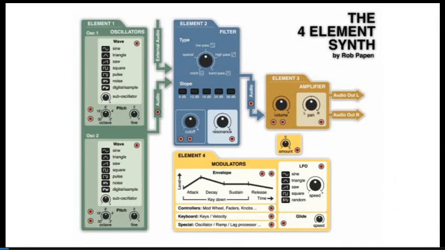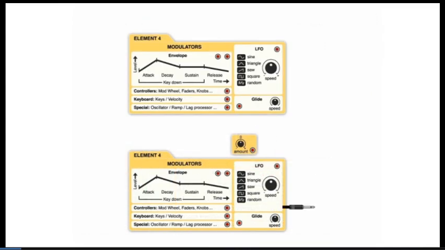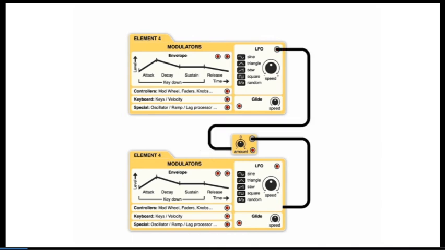The 4-element synth chart tells us that parts within element 4 can also modulate themselves. An LFO can be used to control another LFO, or an LFO can be used to control the times of an envelope.